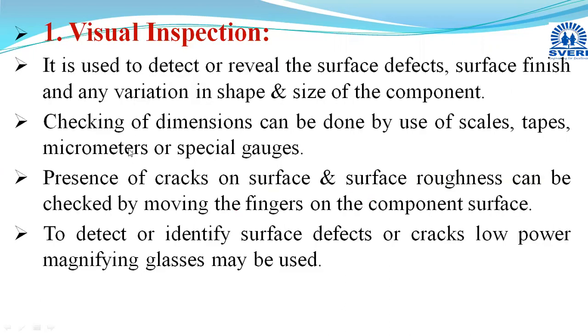Then in visual inspection, we are detecting the surface defects. Then we are checking the quality of the surface finish, and we are examining the shape and size of the component. This visual inspection is done with the help of different scales, tapes, micrometers, special gauges, or by examining the surface by moving the finger on the component surface. And surface cracks are identified with low magnifying glasses.